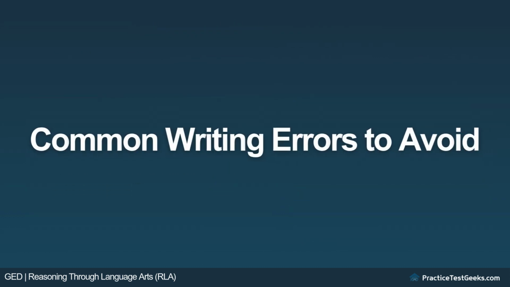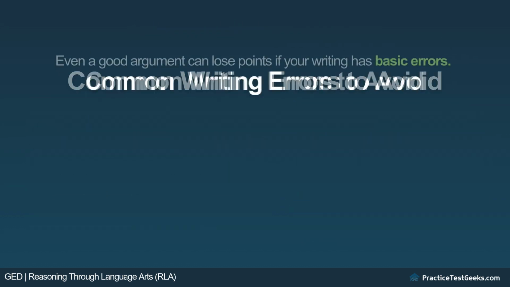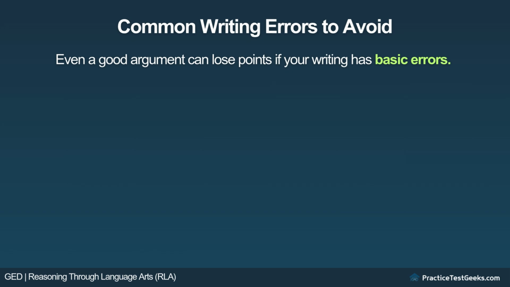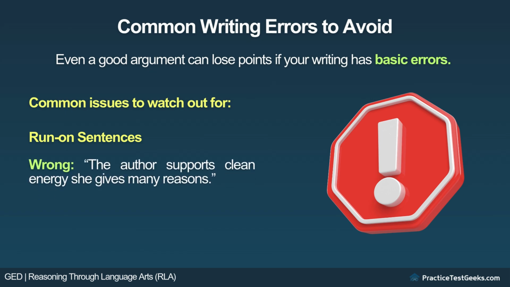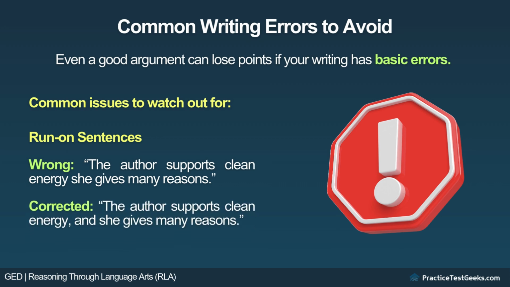As you polish your writing, keep this in mind. Even a strong argument can lose points if it contains basic errors. Let's go over the most common ones and how to fix them. First, run-on sentences. These occur when two complete thoughts are joined without proper punctuation or a conjunction. Wrong: The author supports clean energy, she gives many reasons. Better: The author supports clean energy, and she gives many reasons.